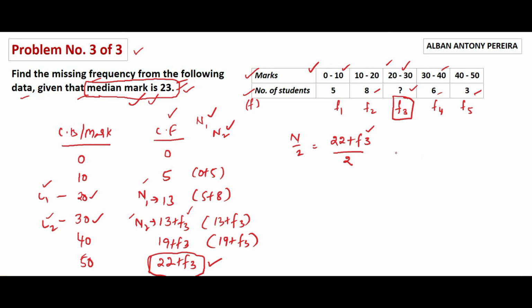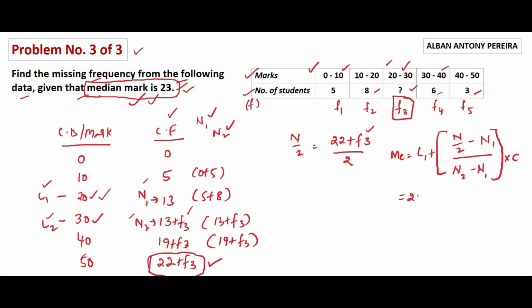Now write down the formula. Median is equal to L1 plus big bracket open N divided by 2 minus N1 divided by N2 minus N1 into C. This is our formula, right? So what is the class length? Class length here is 10. We know that. L1 answer is 20.